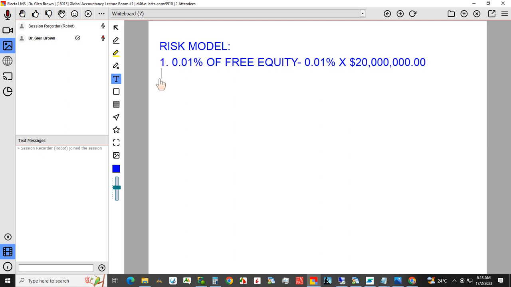Many will ask the question, why risk 0.01% on such a huge account, 20 million US dollars? But let me explain. This is not a get-rich-quick system or strategy.